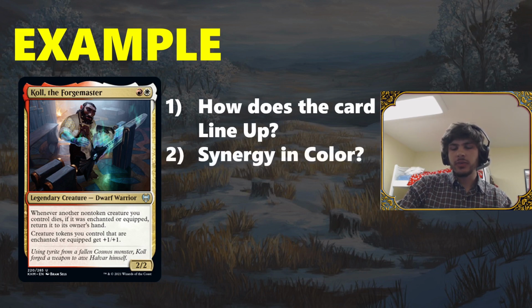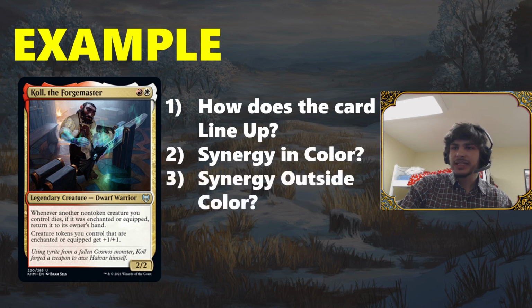So synergy in color, if you're looking at red and white cards that are equipment and enchantments, or other dwarf matter cards or things like that, those are going to be the types of things that change in evaluation based on whether or not you have Cull, or based on whether or not you have the potential of picking up a Cull. Next is synergy outside color.